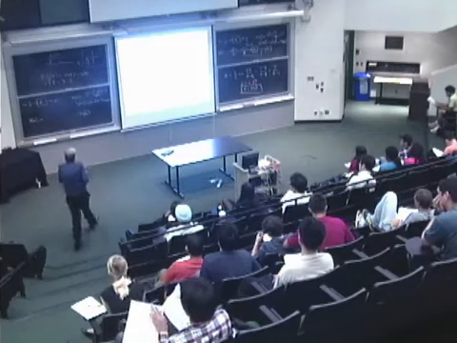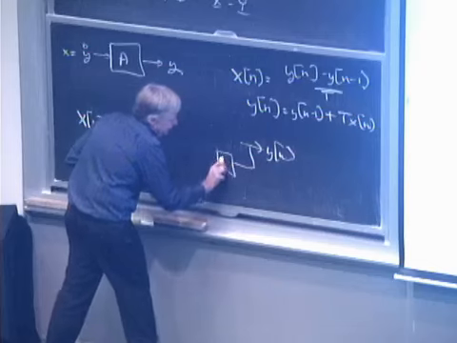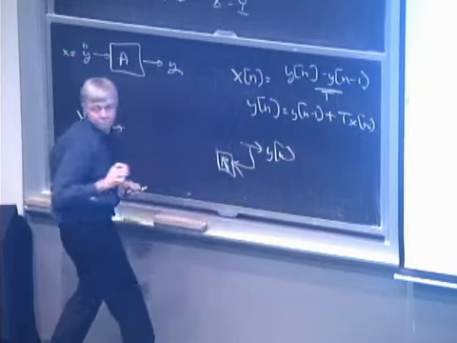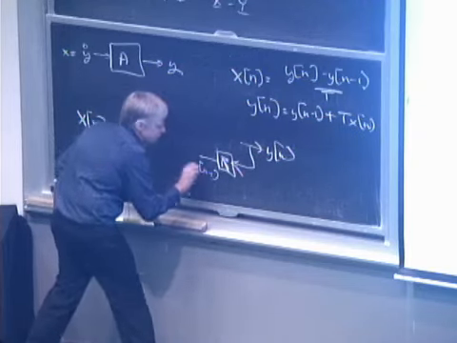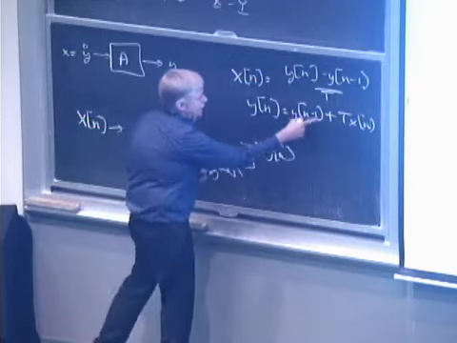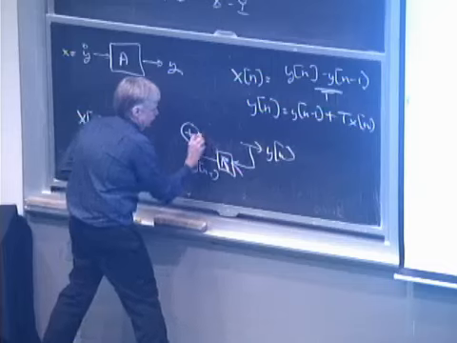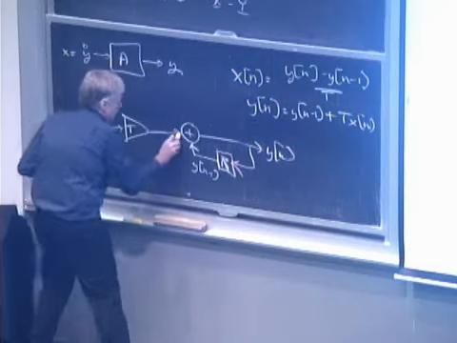Delay it. So I take Y and I delay it like that. What comes out here is Y of n minus 1. And then Y of n is Y of n minus 1 added to t times X of n. So it's like that.